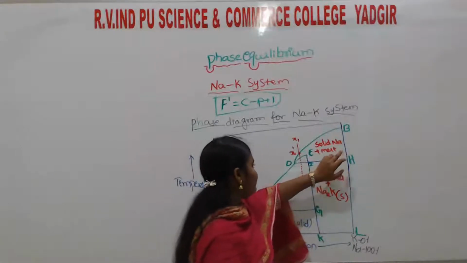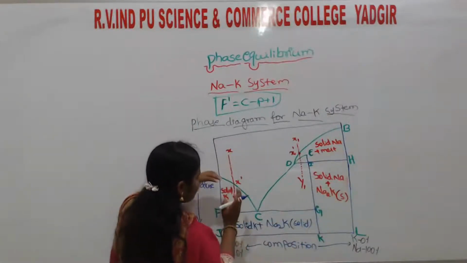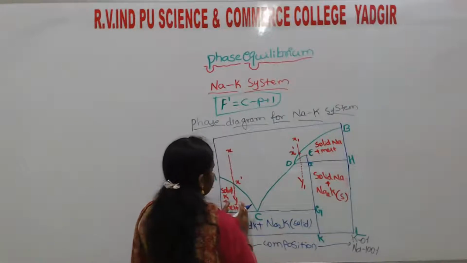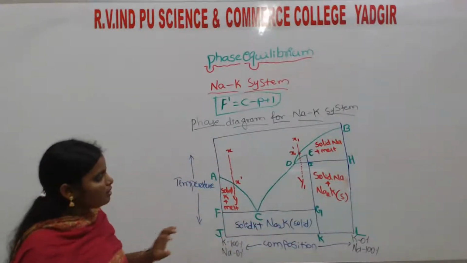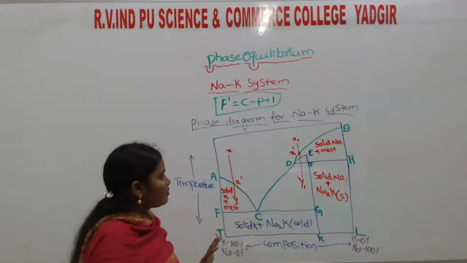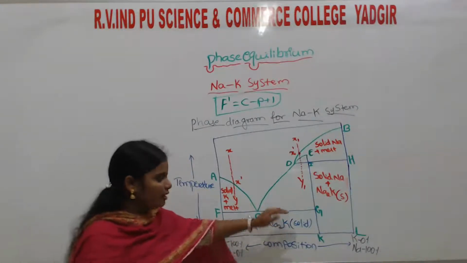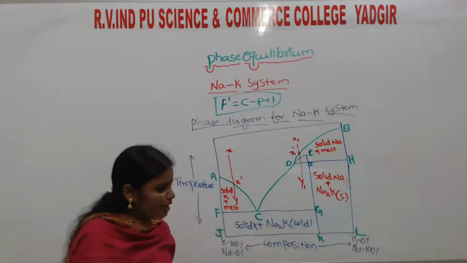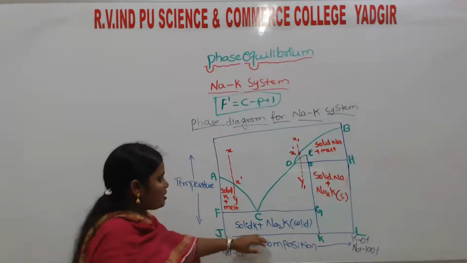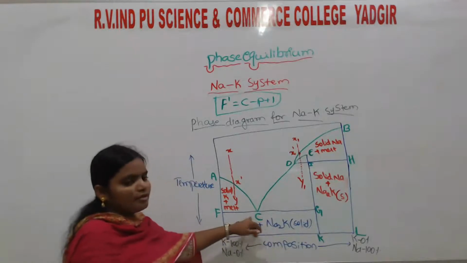Here solid Na plus melt. This area solid K, this area solid Na. Here also melt is present, here also melt. That solution is present in this region, in these areas. And here below, solid K plus Na2K solid. Na2K solid is a new solid present here below this freezing point.